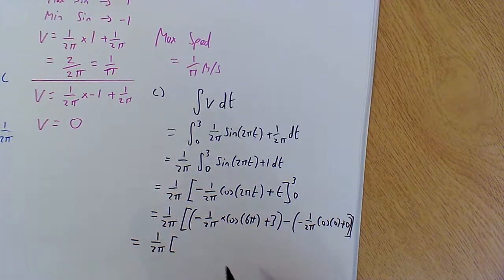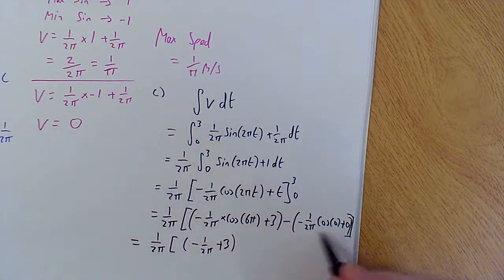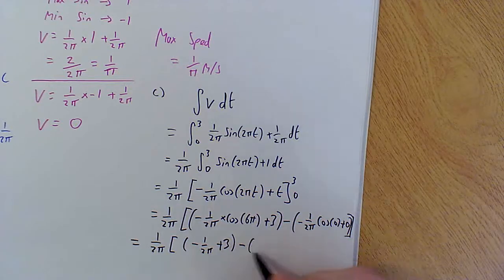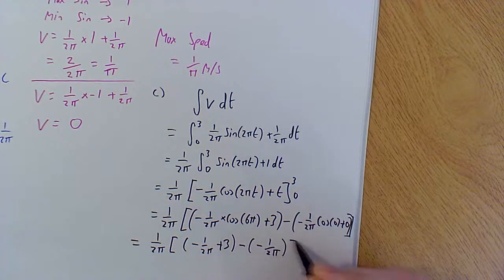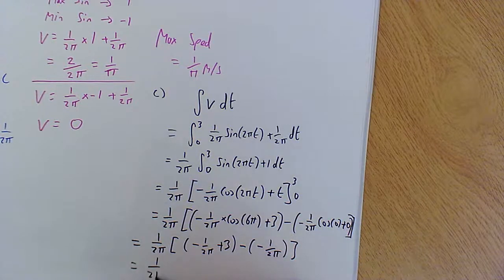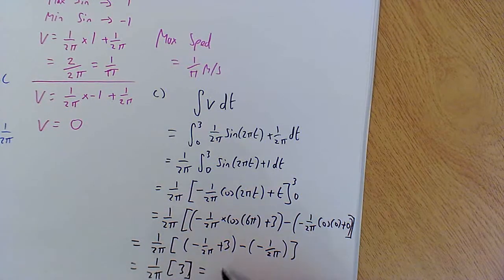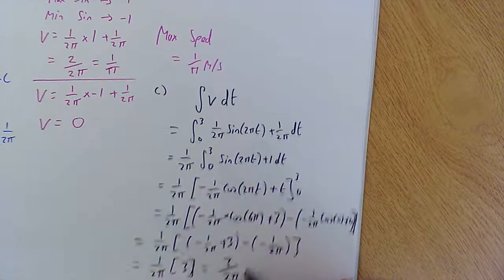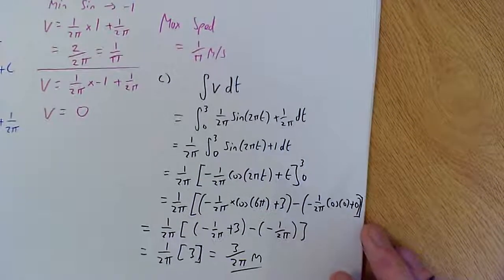1 over 2 pi, and cos of 6 pi is 1, so this will be minus 1 over 2 pi plus 3, minus, cos of 0 is 1 as well, so minus 1 over 2 pi. We expand that and collect up the like terms. It's 1 over 2 pi still out the front from the start, and the minus 1 over 2 pi and the minus 1 over 2 pi are going to cancel, so it's times by 3, and we should have a final answer of 3 over 2 pi meters, because we're dealing with displacement.